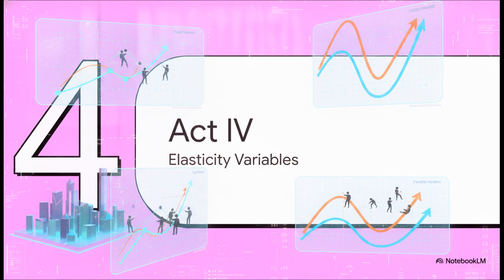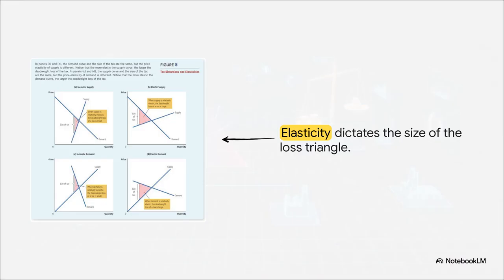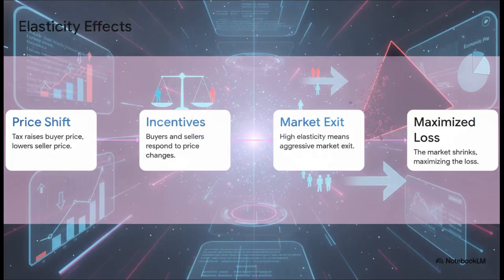Act 4. The elasticity variables. So, does every single tax cause the exact same amount of damage? Well, no. It all depends on elasticity, which is just how drastically buyers and sellers change their behavior when prices shift. If the market is rigid or inelastic, people can't easily change their behavior, so the deadweight loss stays relatively small. But when buyers and sellers are highly flexible or elastic, they change their habits fast, and that deadweight loss just explodes in size. It's a total behavioral chain reaction.